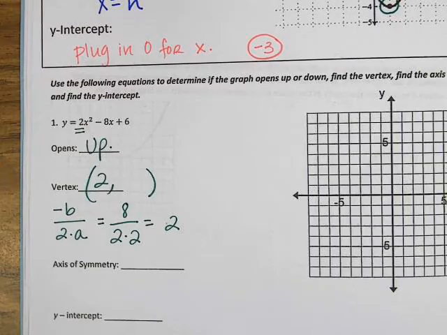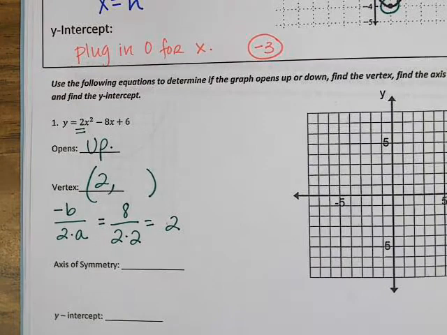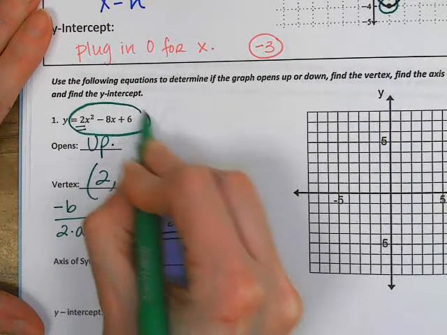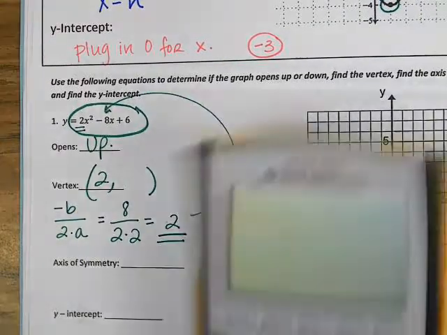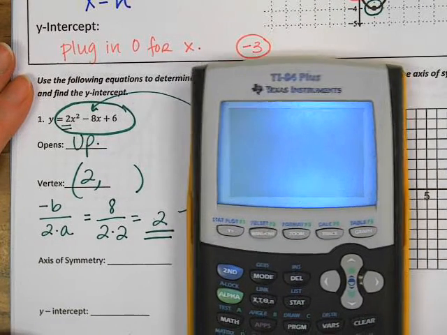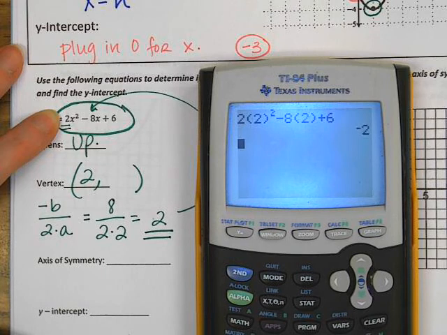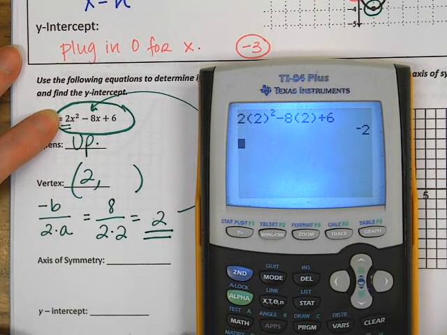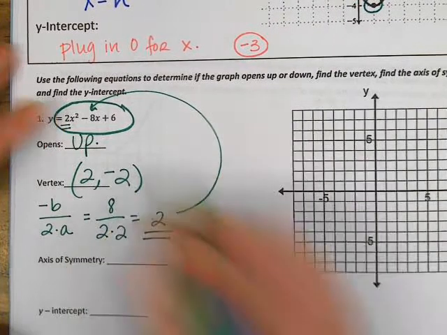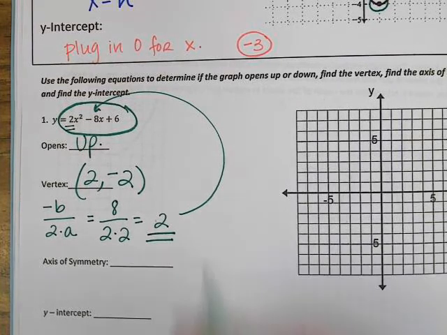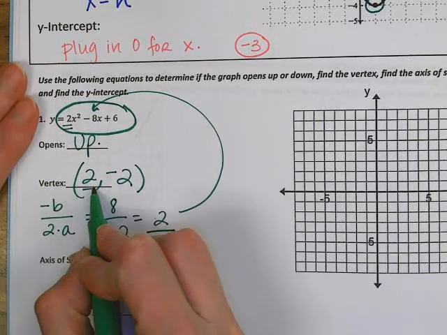2 comma k. In order to find k, we got to plug this h value in to all the x's. Okay, so anywhere you see an x, you're going to plug in 2. So 2 times 2 squared minus 8 times 2 plus 6. That's how you get k. So k is negative 2, so the vertex is 2 comma negative 2. All right, line of symmetry is always x equals h, which was the 2.